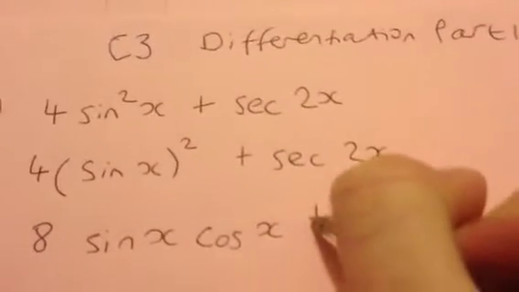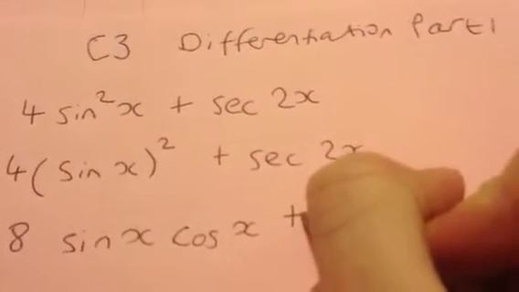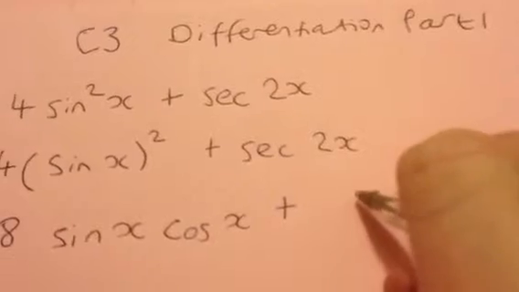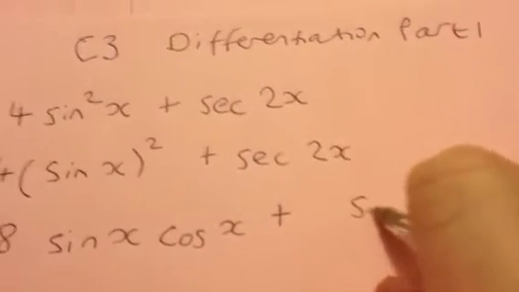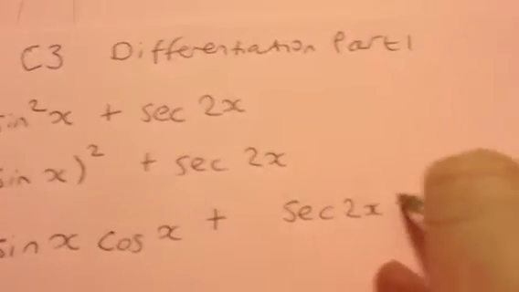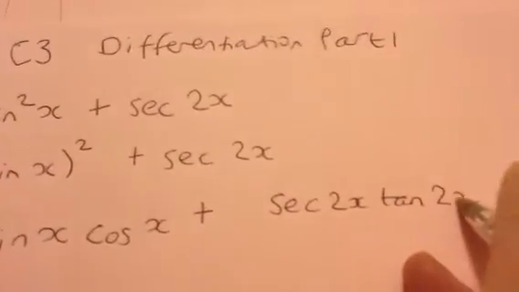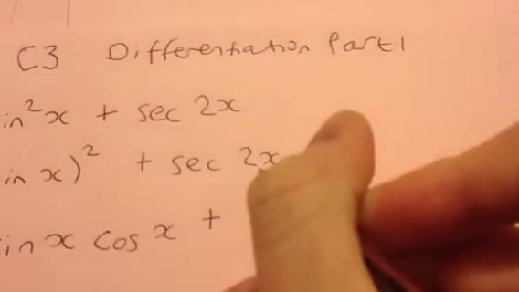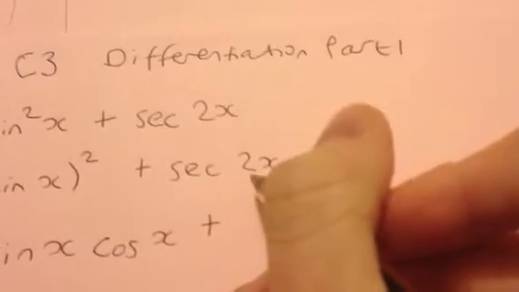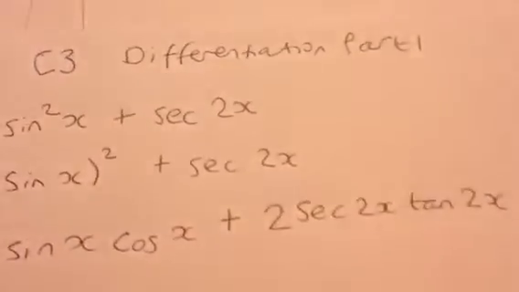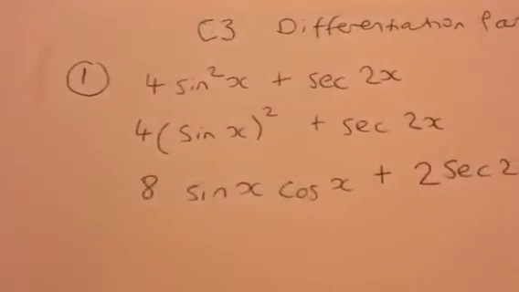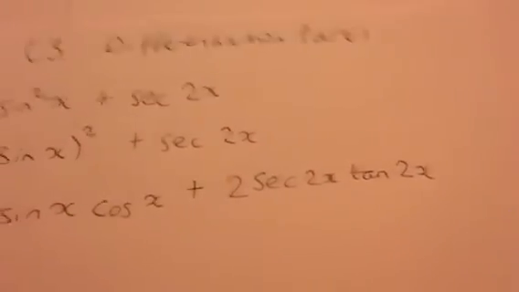Now then sec differentiates to sec x tan x, so this differentiates to sec 2x tan 2x, but then you times by the differential of the thing that you are secking, so the 2. So I finish off with that answer: 8 sin x cos x plus 2 sec 2x tan 2x.